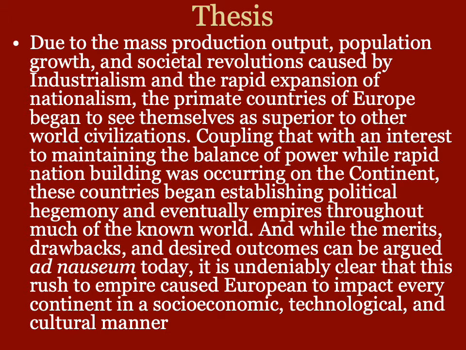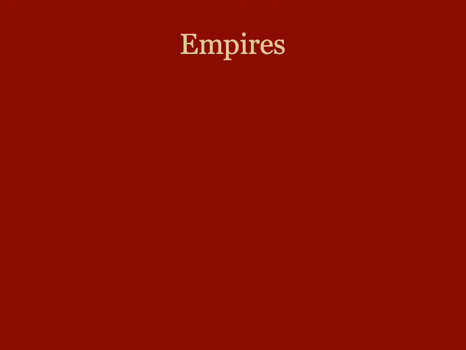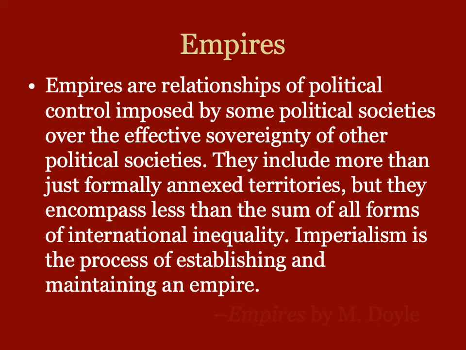Now, in order to understand imperialism, we need to first talk about empire. I think people think empires are very simply just one thing, but they're not, because you can have different types of empires. You can have empires that just involve soft power, and empires of just influence and hegemony. This was a definition put forward by Michael Doyle in his book Empires from about 30 years ago. It argues that empires are relationships of political control imposed by some political societies over the effective sovereignty of other political societies.